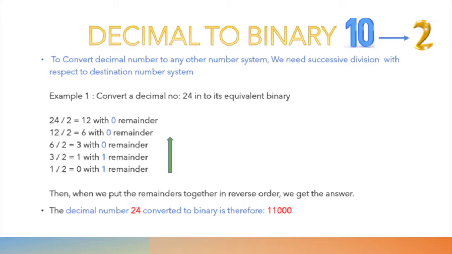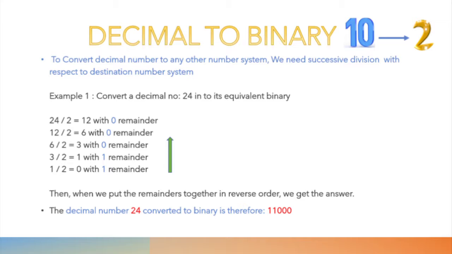So here we are going to take an example 24, which is a decimal number. We need to convert 24 into a binary number. Here the destination number system is binary, which has a base 2. So let us perform the division. That is, 24 is divided by 2. So we get the answer as 12 and the remainder is 0. This 12 is again divided by 2. We will get the answer 6 and again the remainder is 0 here.